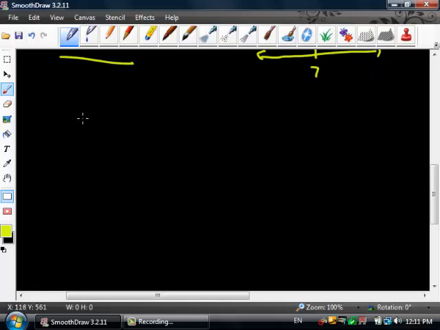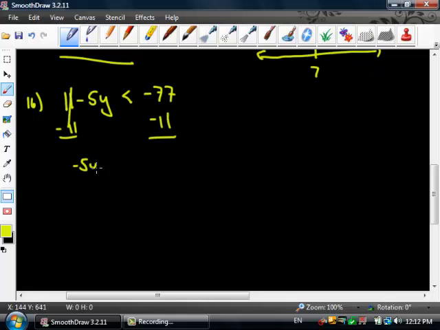With all inequality problems, there's only so many things they can do to make it more difficult. They can throw more layers onto you. Like number 16 in your assignment for tonight, it's going to be 11 minus 5y is less than negative 77. Now, this problem has a couple more steps, and then there's a caveat at the end that you need to pay attention to. And I'm actually quite certain that you will know what that little deal is going to be.